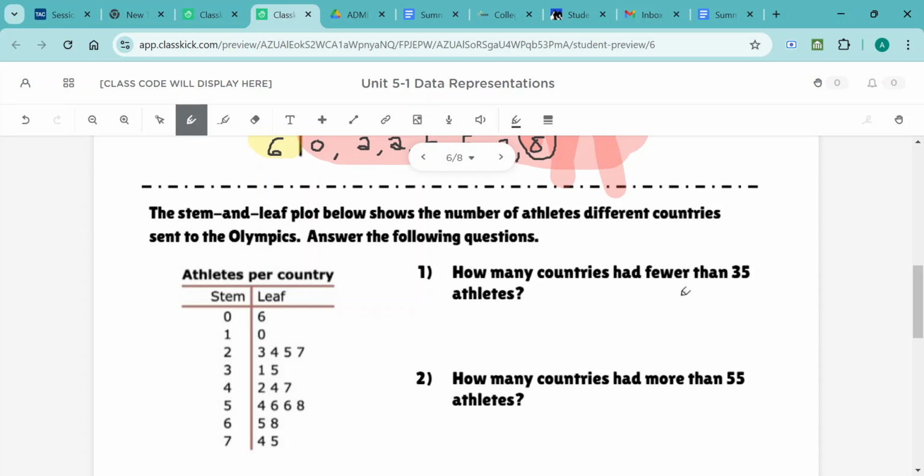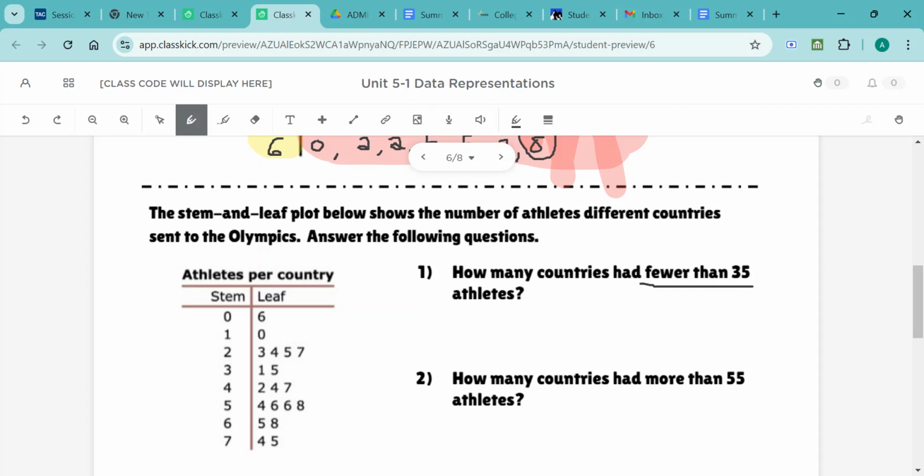We want to look below that. Now, what does "fewer than" mean? This is one of these phrases we have to understand what it means. So I see we have a country that sent 35, right? If I rephrase this, is 35 fewer than 35?